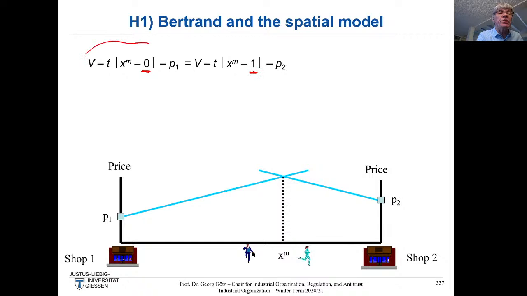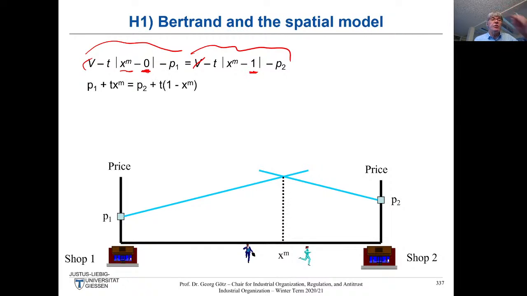That means its utility from shopping, from buying to the left is the same as the utility from buying to the right. We just introduced here the location XM and the location of the shops 0 and 1. And now you see immediately the V drops out here. And what you get is that the left-hand side is equal to the right-hand side. And of course, it's straightforward to solve that for XM.